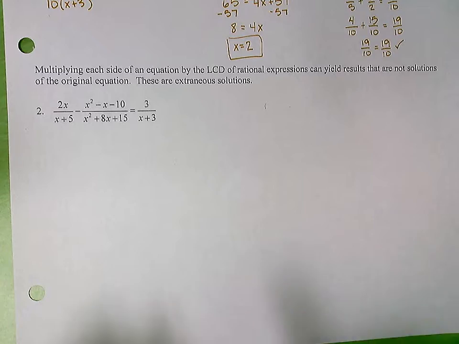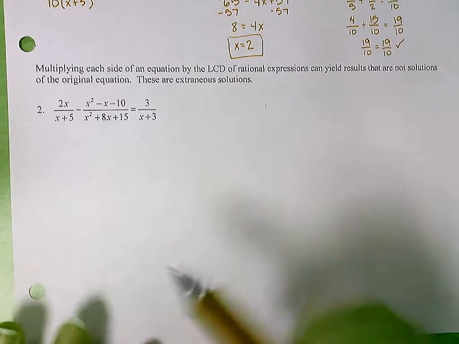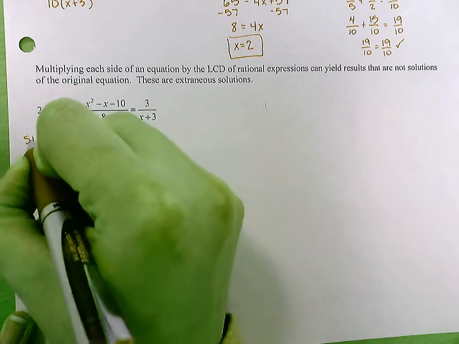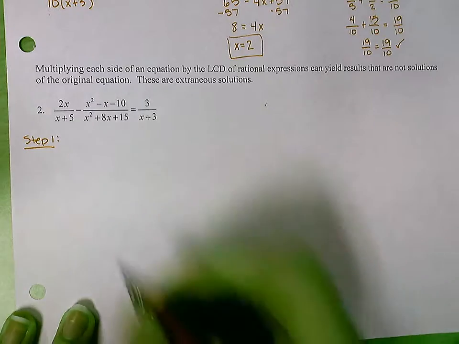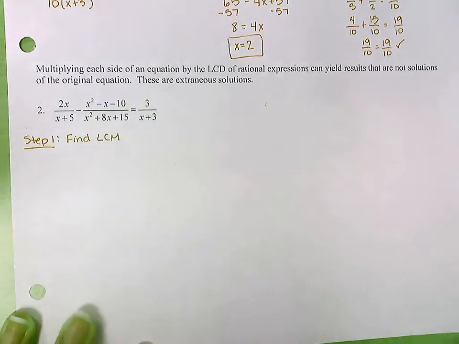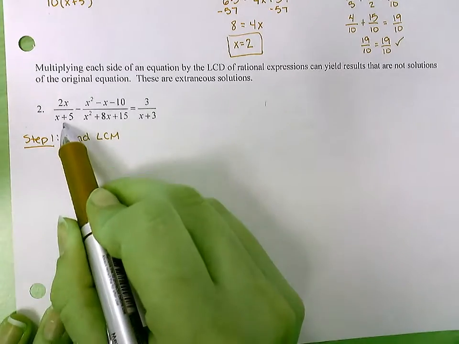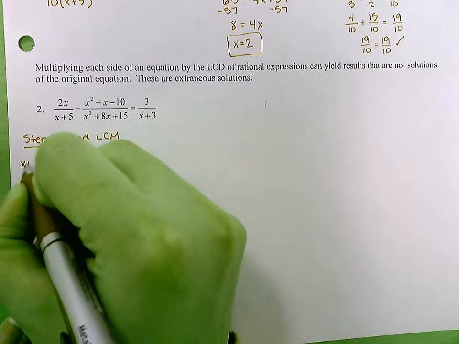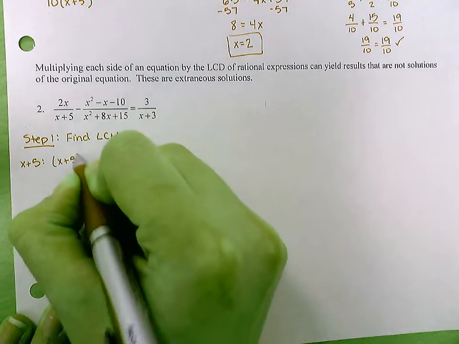So again, your first step is to find the LCM of all of your denominators. Okay, so we have step 1. We want to find the LCM of your denominators. Okay, just like the last time. So with that first denominator there, we just have x plus 5. Okay, that's going to remain x plus 5. I can't factor it.